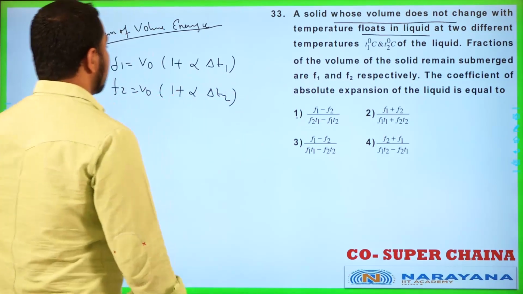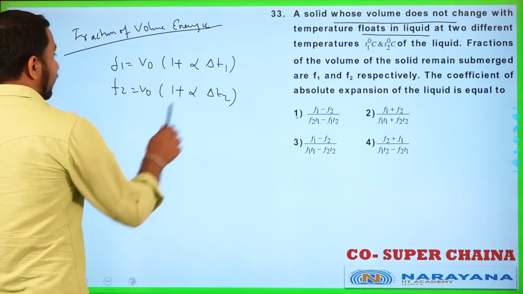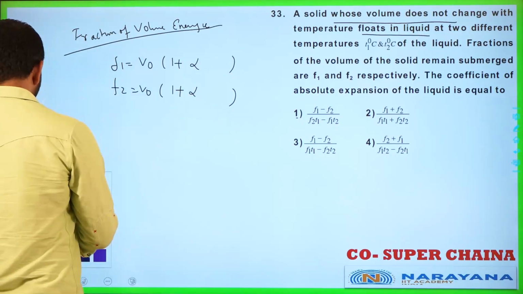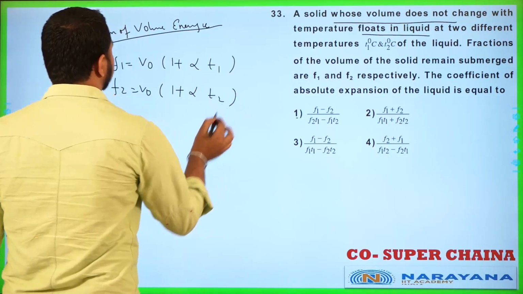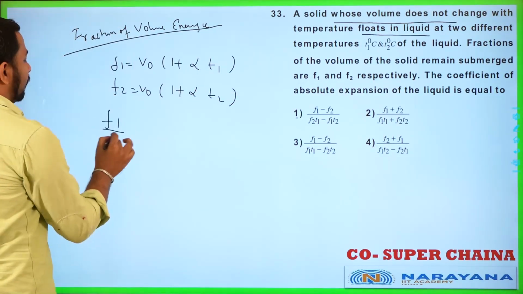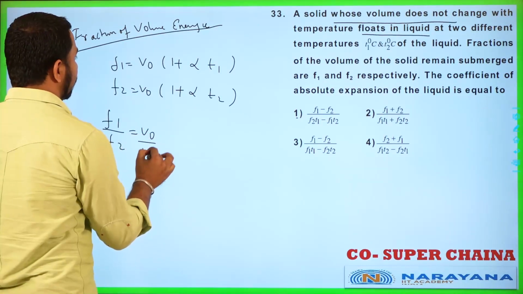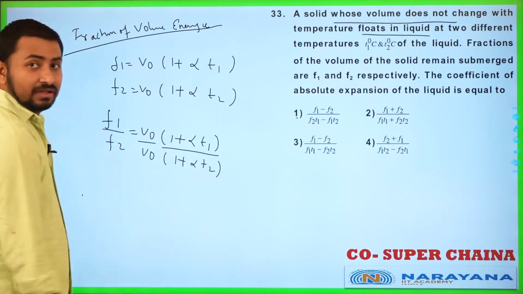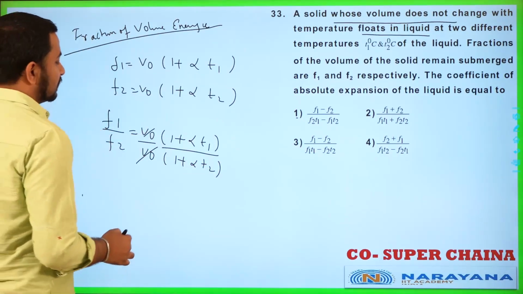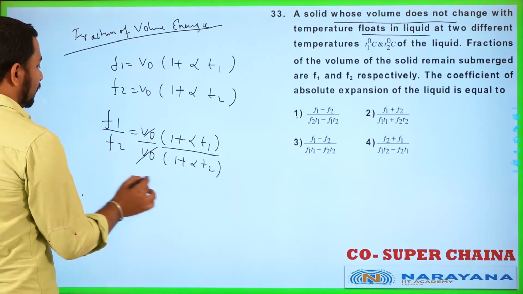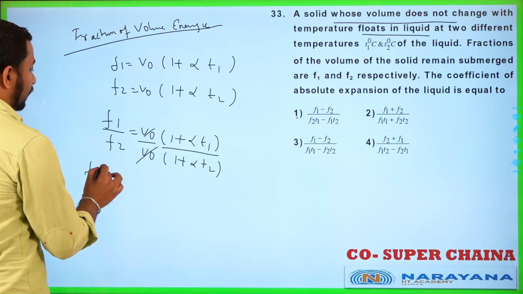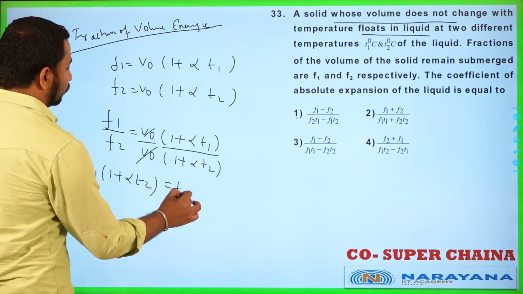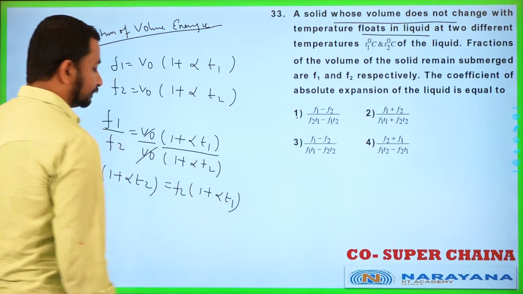We are taking it at T1 and T2, so we will take the difference as T1 and T2 only. Now take the ratio of F1 by F2. This will be nothing but (1 plus alpha T2) by (1 plus alpha T1), so the V naught cancels out. Now cross multiply, and you will get F1 times (1 plus alpha T2) equals F2 times (1 plus alpha T1).